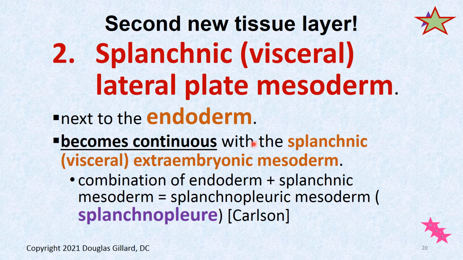All right, everything we already said. Splanchnic lateral plate mesoderm, everything already said. Now the combination of the endoderm and the splanchnic mesoderm, I'll just call it splanchnic mesoderm for short. Or I should call it splanchnic lateral plate mesoderm, really, because splanchnic mesoderm might be extraembryonic mesoderm. But anyway, those two make up something called the splanchnopleuric mesoderm, the two layers combined, or splanchnopleure.